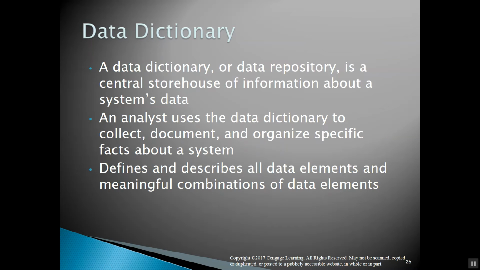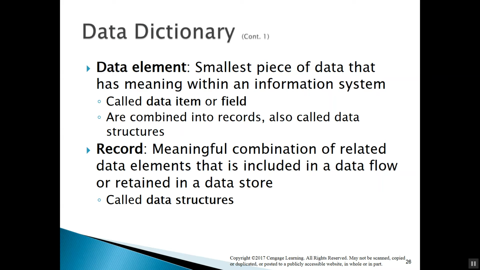Okay. Now a data dictionary, sometimes it's called a data repository. It's a central storehouse of information about the system's data, where it came from, how it was generated, where it goes, where it's stored, everything about it. So that if we want to find out about a piece of data, we can go look in the data dictionary. So we've got a data element and a record.